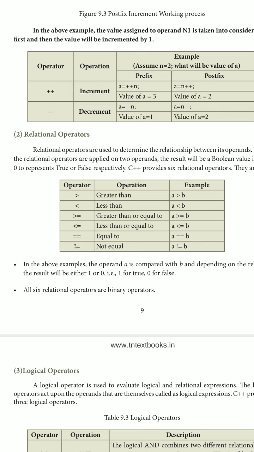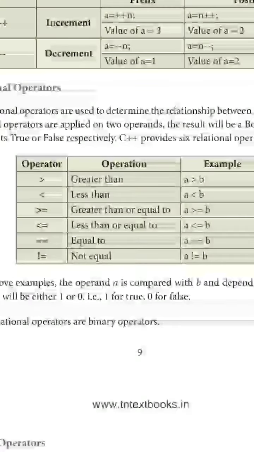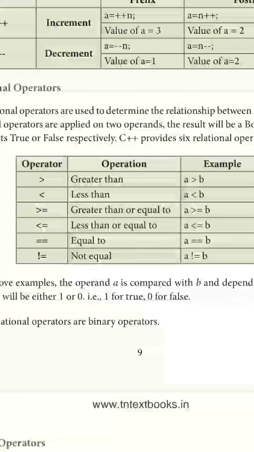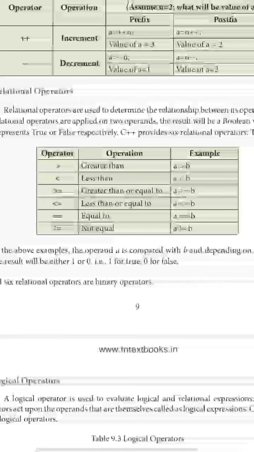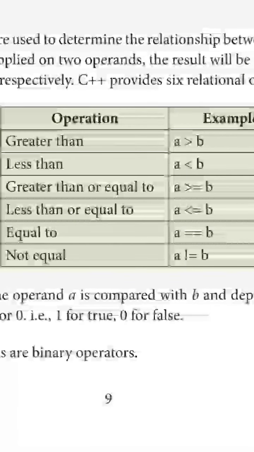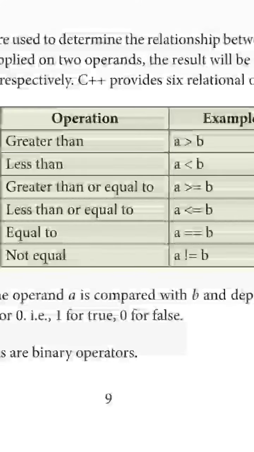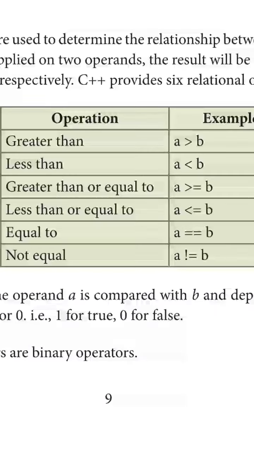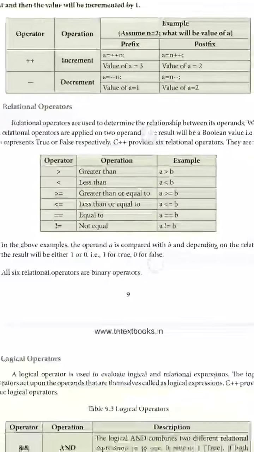Relational operator. Here you can see greater than, less than, greater than or equal to, less than or equal to, not equal to. These are all the relational operators. They compare two values and return true or false. True means 1 and 0 means false. So for an expression like a is greater than b, if a is greater than b, then the value will be 1. If b is greater than a, then the value will be 0. This kind of expression is known as a relational operator.